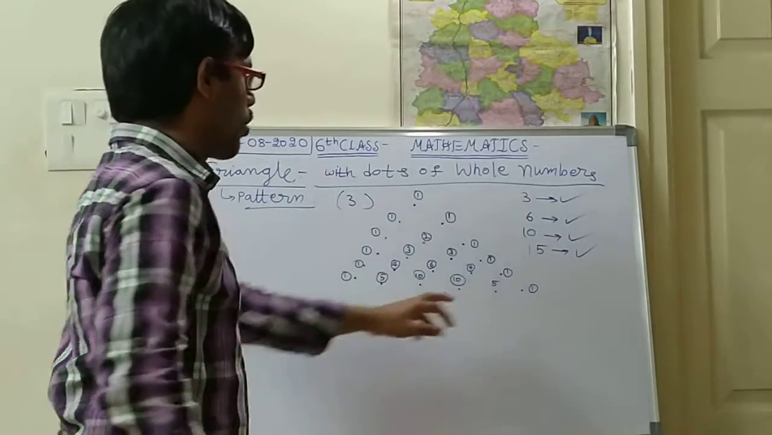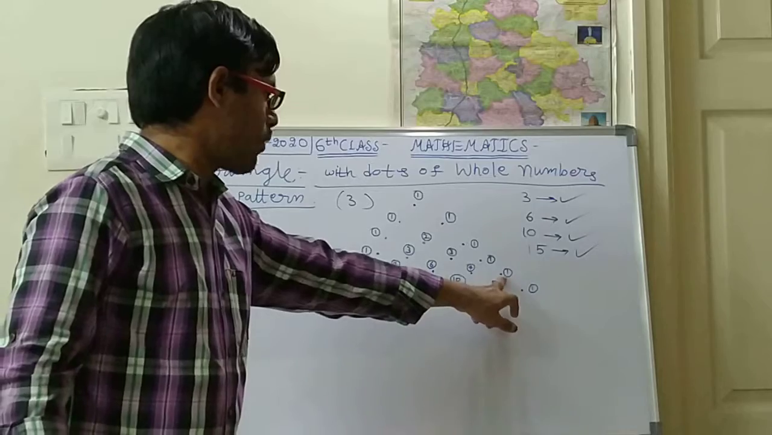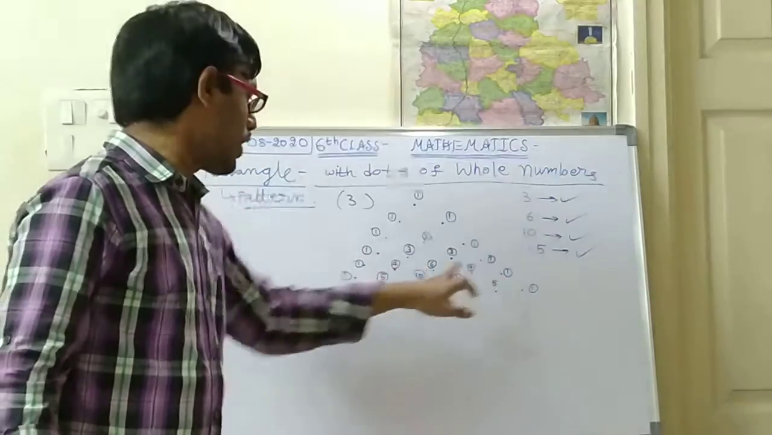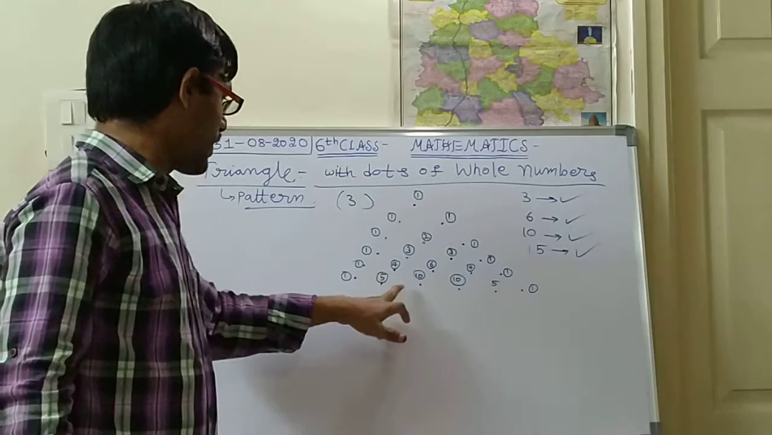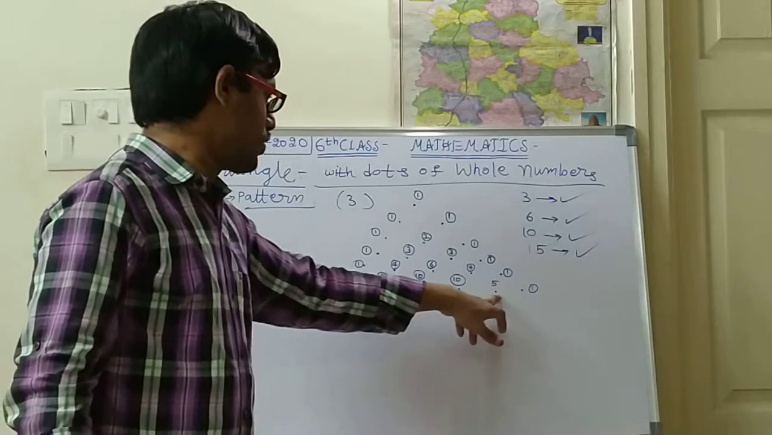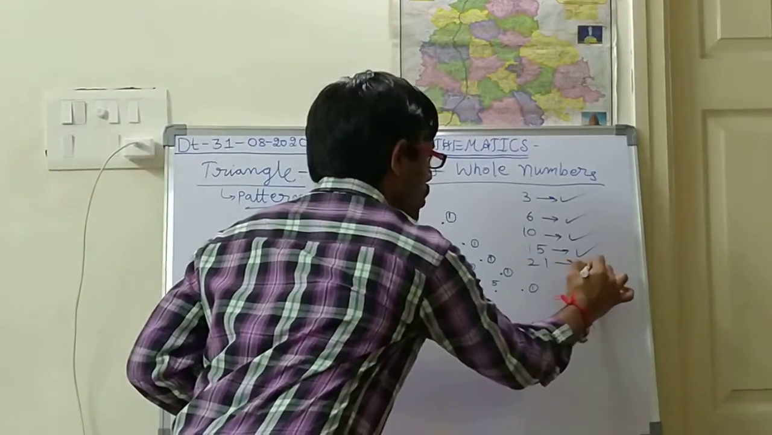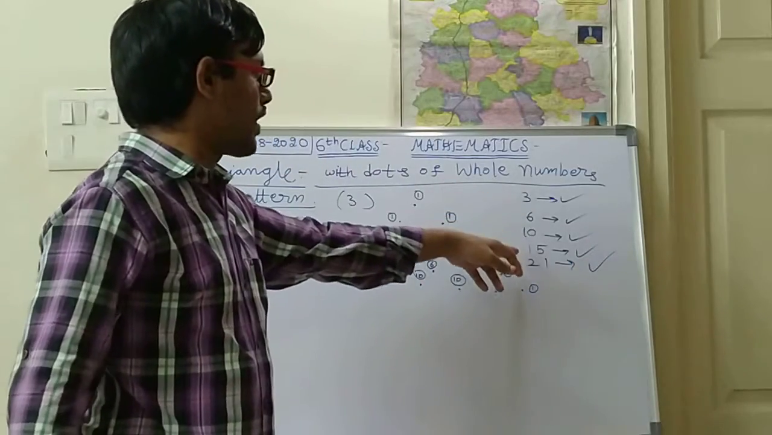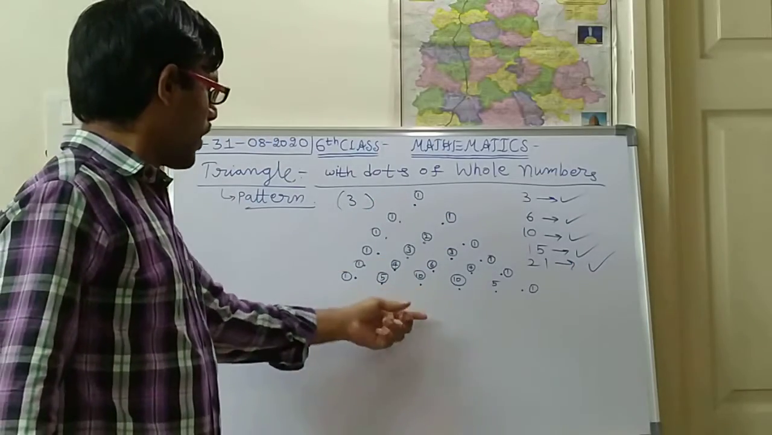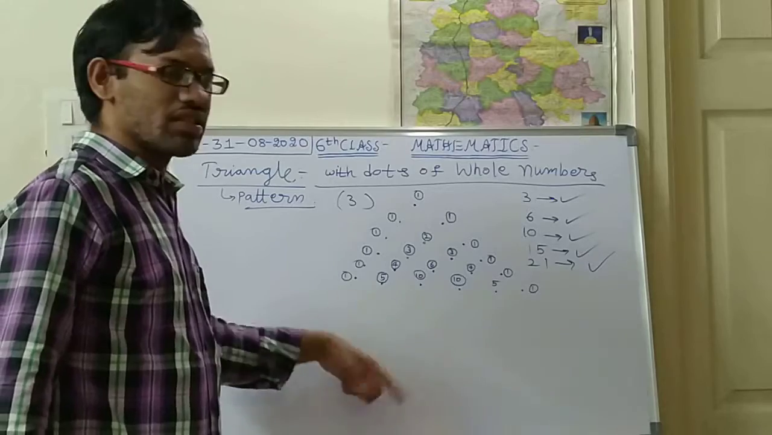That means now how many dots are there? Up to here is 15. Okay, next 16, 17, 18, 19, 20, 21. So next count is 21. So 3, 6, 10, 15, 21. So like this, every number is going to increase by itself.